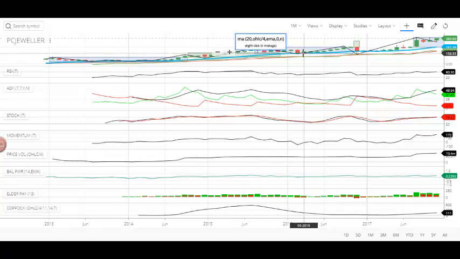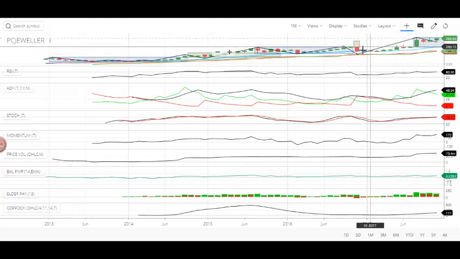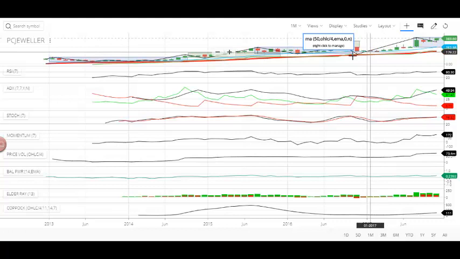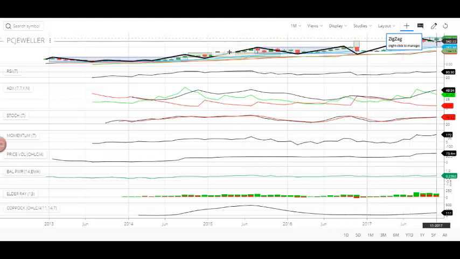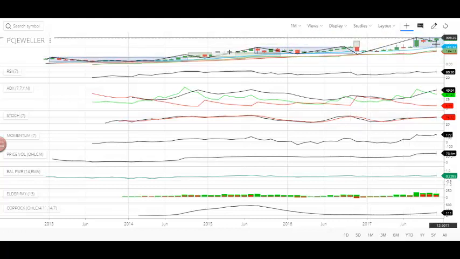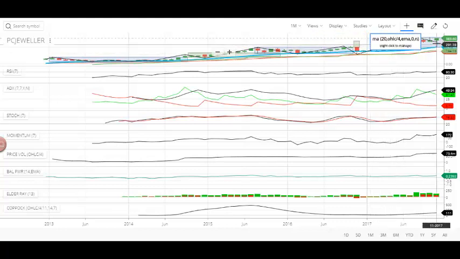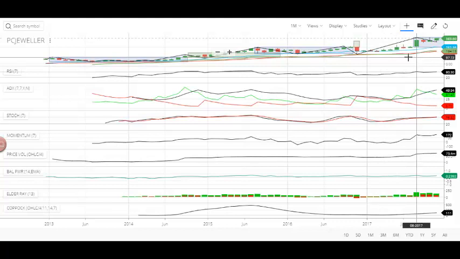Now after this consolidation phase, if this stock follows the same historical path pattern, then it has to make a trend line towards the upward direction. That means this kind of line will form here. So let's see whether it is going to do that or not.